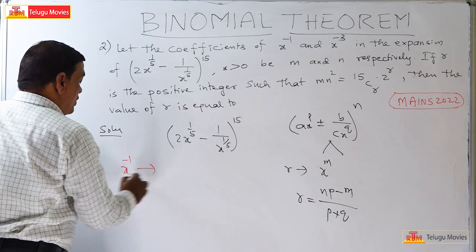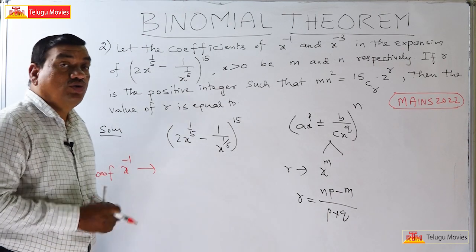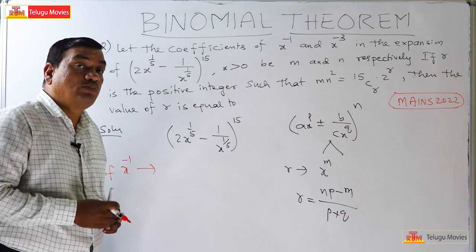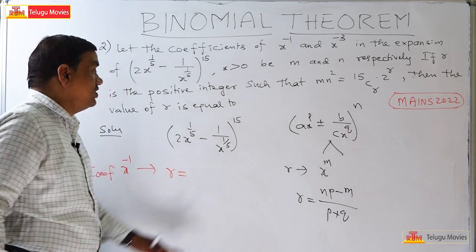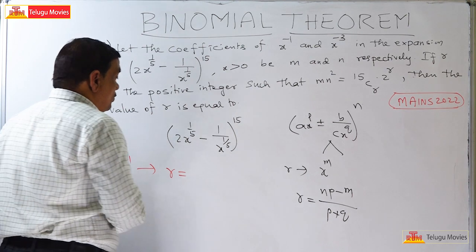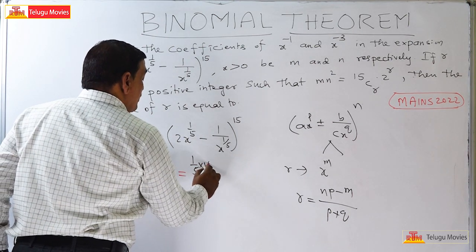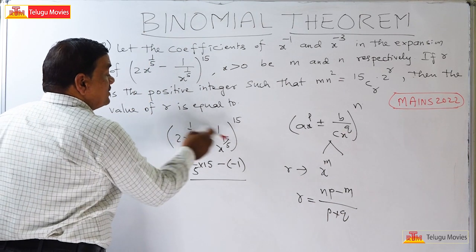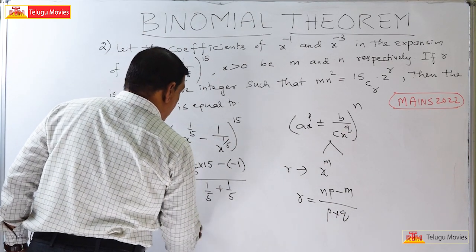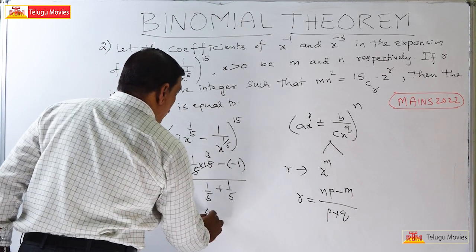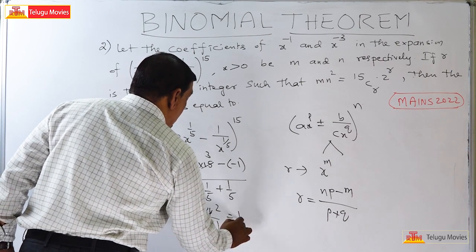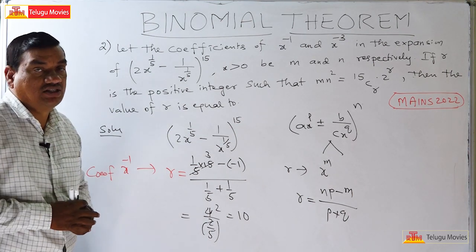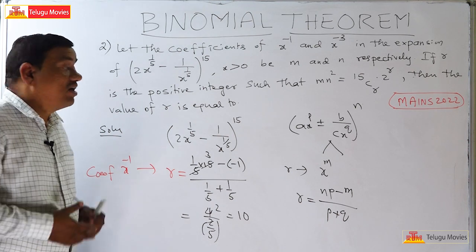Now, the coefficient of x to the power of minus 1. Let T r plus 1 be the term in which you get x power minus 1. Then r is equal to 15 into 1 by 5 into 50 minus, here the power is minus 1, that is minus 1, by p plus q, which is 1 by 5 plus 1 by 5. So 5 ones are 5, 3 ones are 3 plus 1, 4, 4 by 2 by 5. So 2 ones are 2, the 2s are cancelled, 10. So, the r value is 10. That means in the 11th term, you will get x to the power of minus 1.